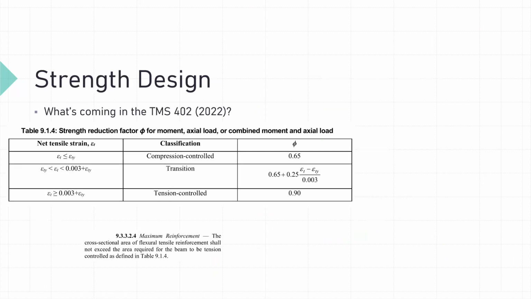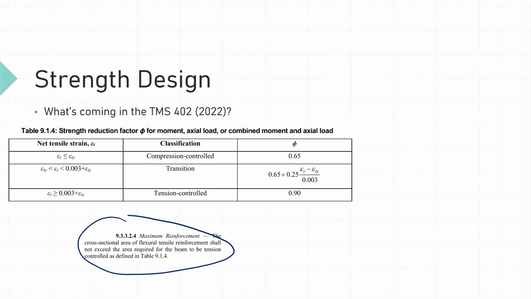In the 2022 version of our TMS 402, again, this is not published, and so it will be coming, but once it goes to publication, we can see this in there, and this will be in our 2024 IBC. Very, very similar to the requirements out of ACI 318, where we require in our new chapter 9, the cross-sectional area of flexural tension reinforcement shall not exceed the area required for the beam to be tension controlled.